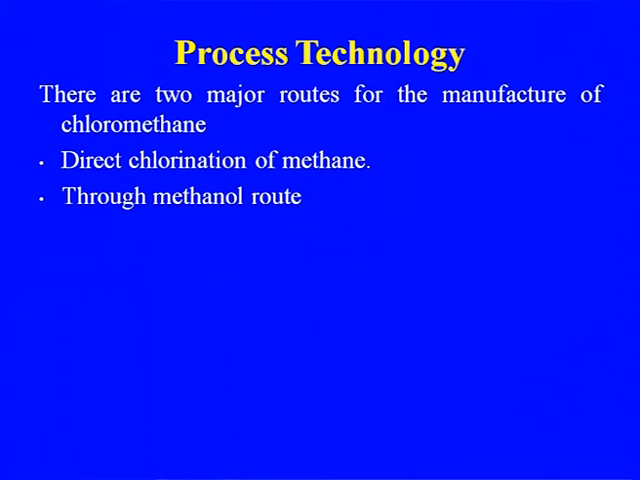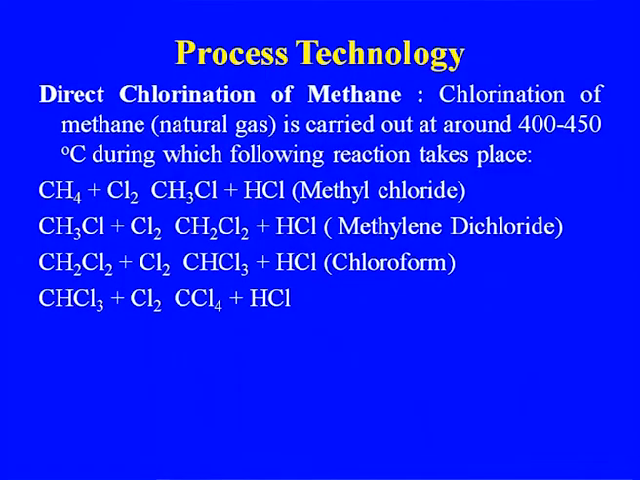There are two routes for making chloromethane. One is the direct chlorination of methane and the other is through methanolysis. Both processes can be used, but as methane is cheaper, normally in some of the plants they are doing the direct chlorination of methane. This is the process technology, and in the chlorination of methane, all the major compounds which I was telling, methyl chloride, methylene chloride, chloroform and carbon tetrachloride, are formed during the process.